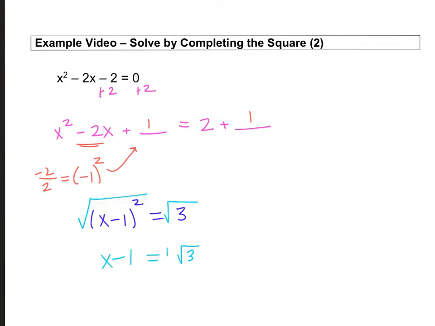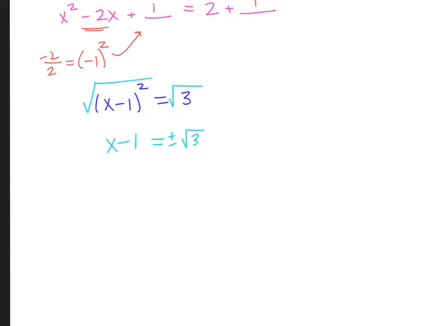But we have to remember that you're going to have 2 of them, a positive and a negative. Remember, all of our x squared equations have 2 answers. Or I should say most of them do have 2 answers. Those are your 2 x-intercepts. All right, so we keep solving. Let's go ahead and add 1 to both sides. So x equals, now we have a 1 and we have a plus or minus square root of 3.